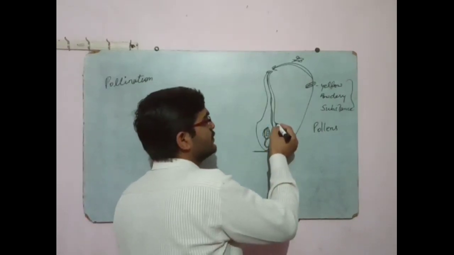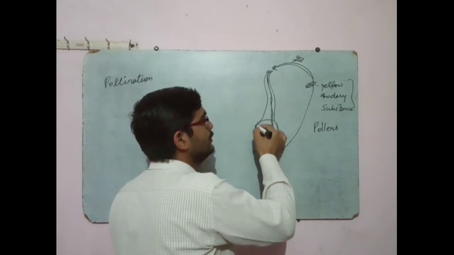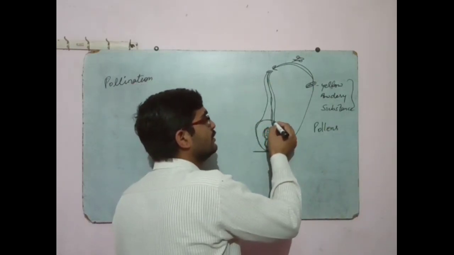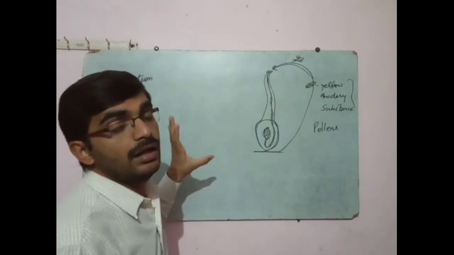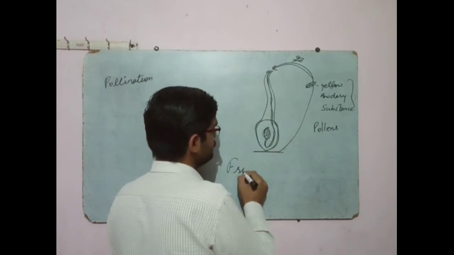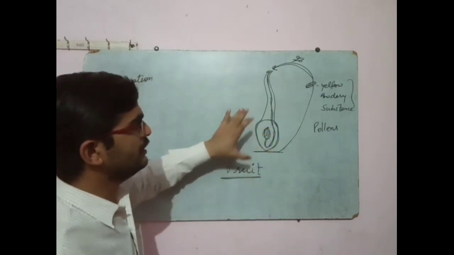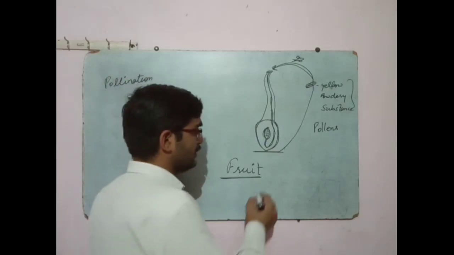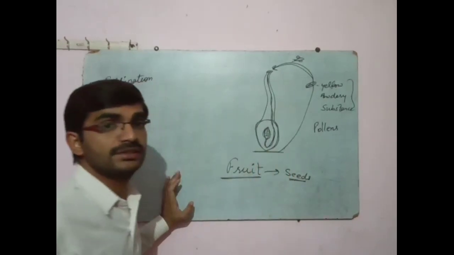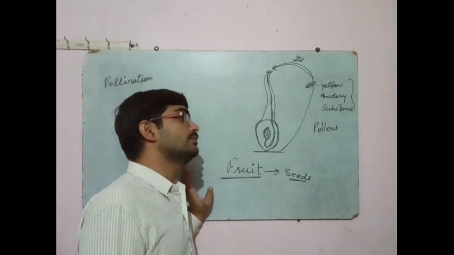Okay, when this process happens, then the ovary changes. Other parts of the flower will fall off, and the ovary swells up. After some time, it converts into fruit, and the fruit contains seeds. This is the whole process which occurs in a flower to form the seeds.